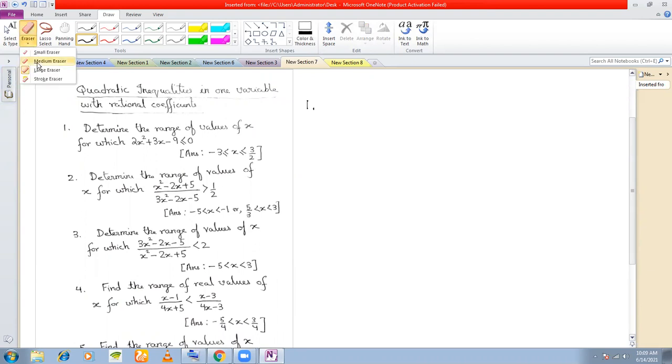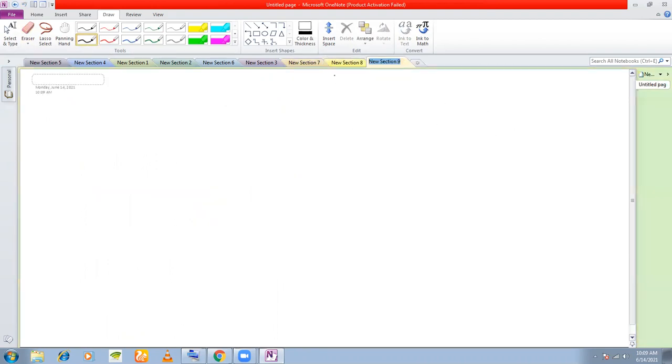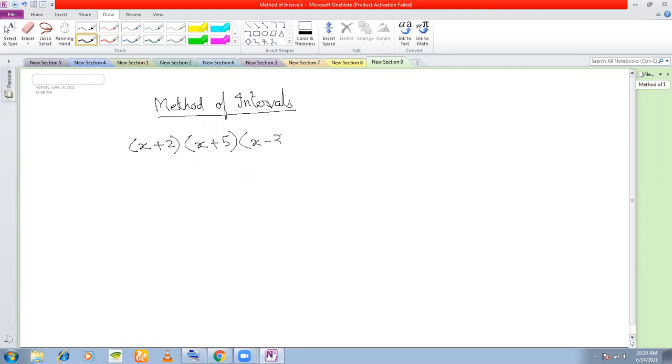Now, before I start with this, just remember one thing. I would like to discuss with you something called the method of intervals. Now, what is this method of intervals? Suppose you have factors like x plus 2 into x plus 5 into x minus 3 into x minus 2 less than or equal to 0. So what should be the range of values of x? What should be the values of x?